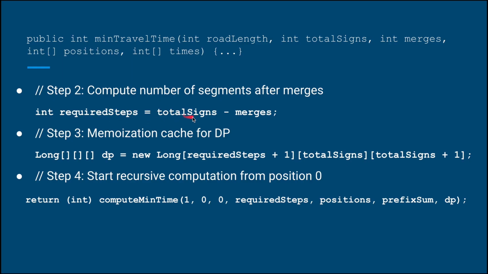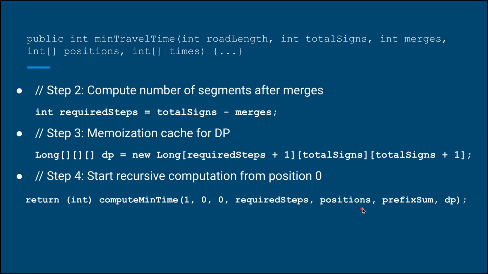So we'll take required steps. Required steps we'll get from the total signs minus the merges that we have been given. Then we'll create the memoization cache for the DP, where the DP is defined as required steps plus 1, total signs, and total signs plus 1. Then we'll return the compute mean time, and this method will be called with 1, 0, 0, required steps, position, and prefix sum and DP.